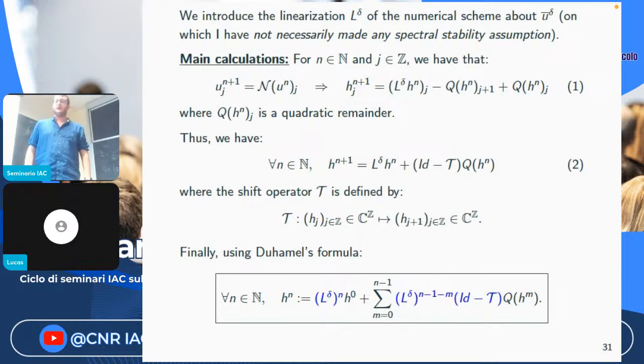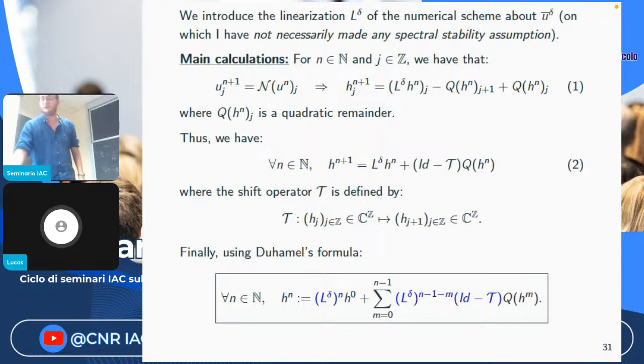Using Duhamel's formula, you obtain some formula for Hn depending on the Hm for m between 0 and n minus 1. This allows you, using a recursive proof, to obtain some estimate. However, there is a catch. We can't obtain anything here because we don't know any estimates on these families of operators. We assume spectral stability near U bar, but not near U bar delta, not near every discrete shock profile, only near the initial one. So this does not allow us to conclude.